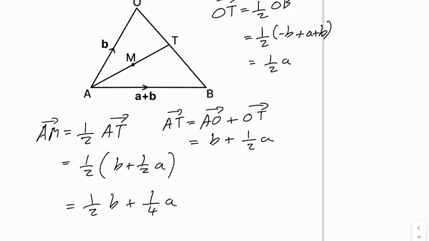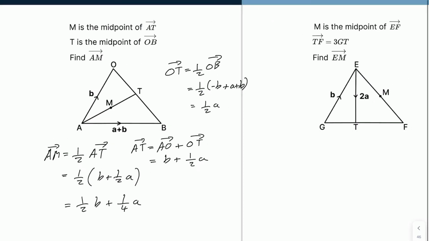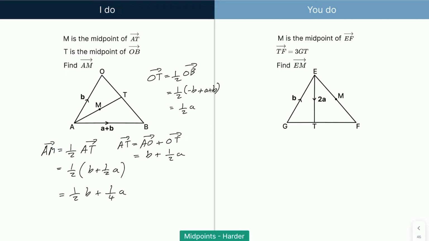Okay, this one might have seemed a little bit more advanced, but hopefully I went through that step by step. The first step was, we want to find A to M. So we're going to start with finding the full length and halving it.